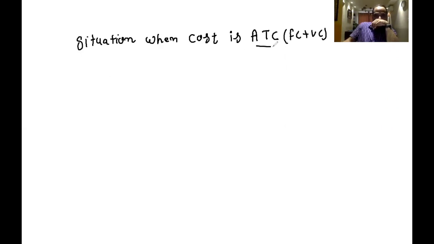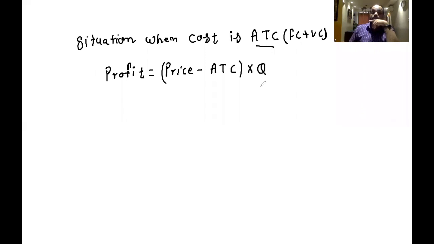if you have an average total cost, what will be your profit? Your profit will be price minus average total cost. All right, price per unit minus average cost per unit, multiplied by quantity. Same thing we did before, price multiplied by quantity. So price minus cost multiplied by quantity is a profit. Right? So make sure you know this formula.